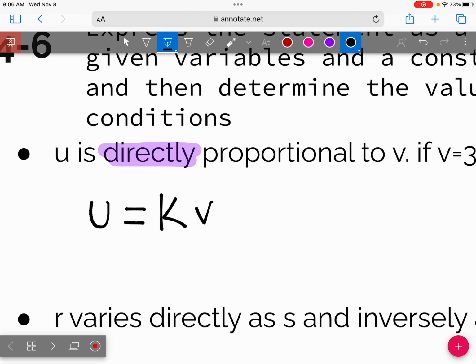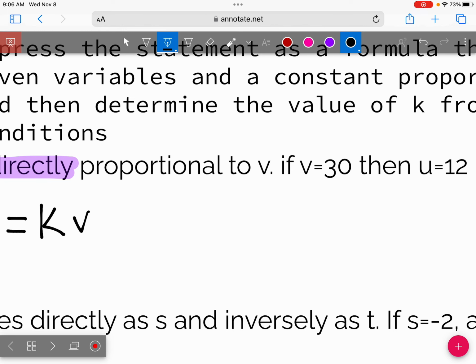Ta-da, equation. That's what it means when it says write the expression as a formula, or write the statement as a formula. We write that part. We take the proportionality statement and write it as an equation. To find the value of k, we have to give you enough information to do so. So we're saying if v is 30 and u is 12, find k. So we're going to substitute those in.